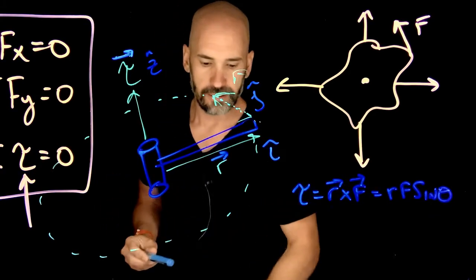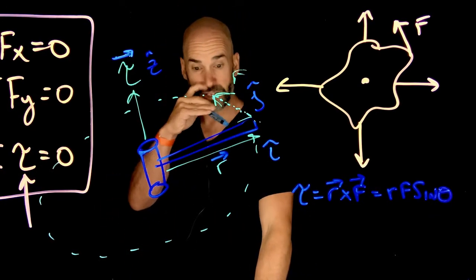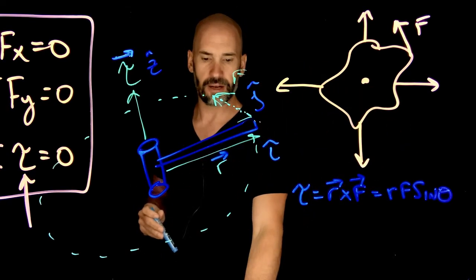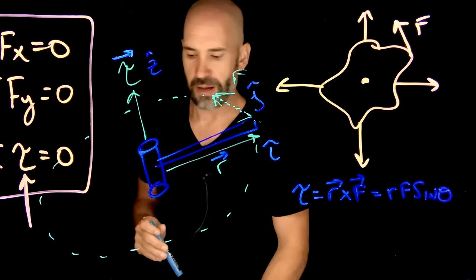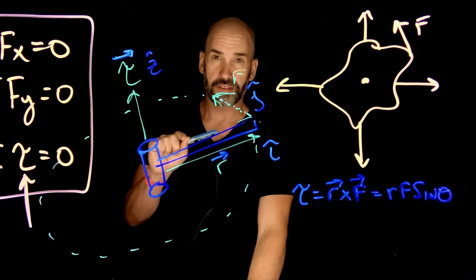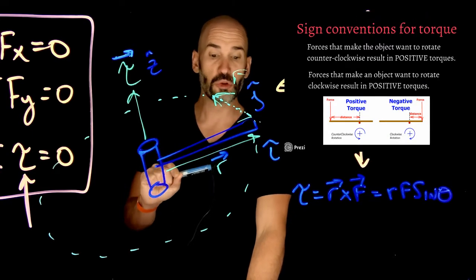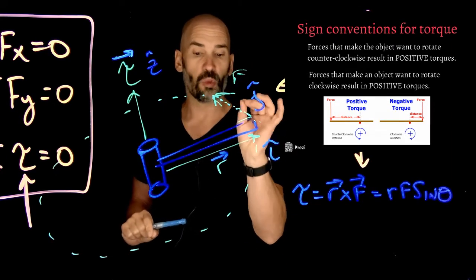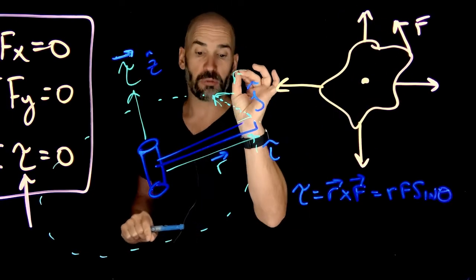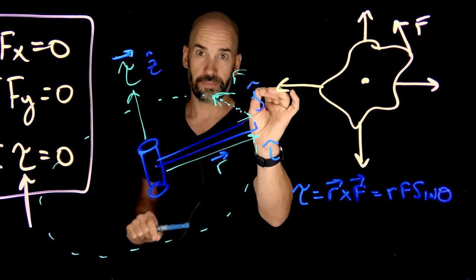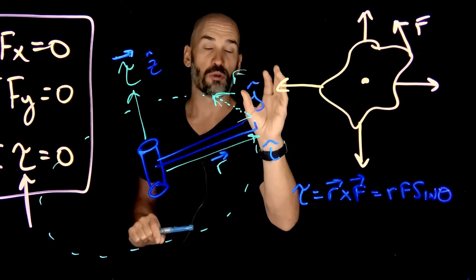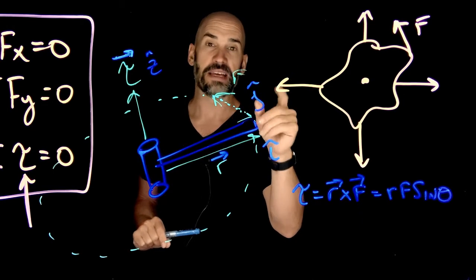Okay? All right. So if you go to the next slide, this just reminds you that R cross F is really RF sine theta, which you guys are a pro at. You guys know that by now. The next thing that I want to be careful about here is sign conventions, okay? So what makes a positive and what makes a negative torque? Okay, and the truth is that forces that make an object want to go counterclockwise, so in other words, this way, that will be a positive torque, all right? And then forces that make an object want to go clockwise, that's going to be a negative torque.